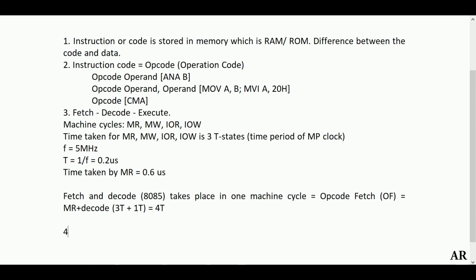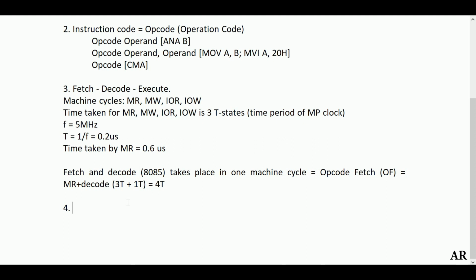Now coming to your fourth point. The fourth point is the instruction cycle, which means the machine cycles involved in executing the complete instruction. Executing does not simply mean executing; it involves both fetching the instruction from the memory as well as executing. So it is referred to as instruction cycle equals fetch cycle plus execute cycle.